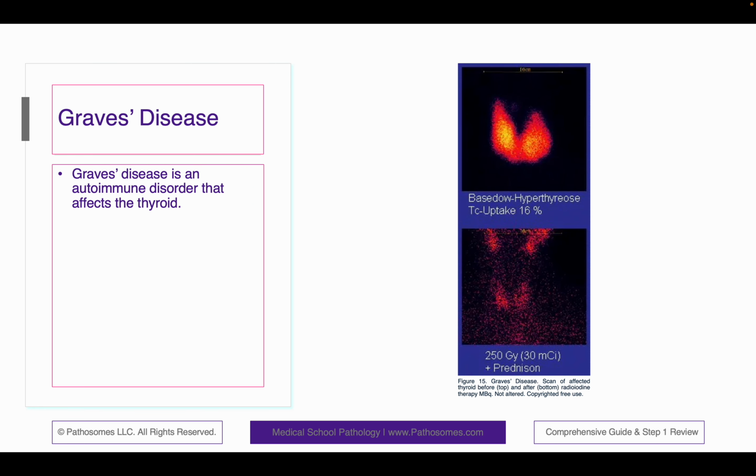So now let's talk about a condition that's very important to know. You will see this a lot, no matter what you go into. Graves' disease. Graves' disease is an autoimmune disorder that affects the thyroid. To the right here, you can see a scan of an affected thyroid before on top and after on the bottom. Radioiodine therapy. You see how hot it is up top?